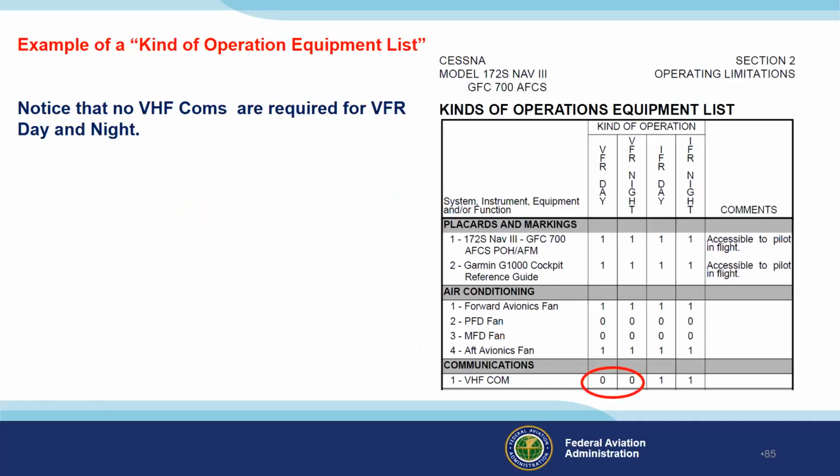There's also a kind of equipment list, a KOEL, for this particular aircraft. And I find it interesting, notice the kind of operation. You don't have to have VHF comms for VFR day or night. It's not wise, but they aren't required. And this chart usually correlates with 91.205.